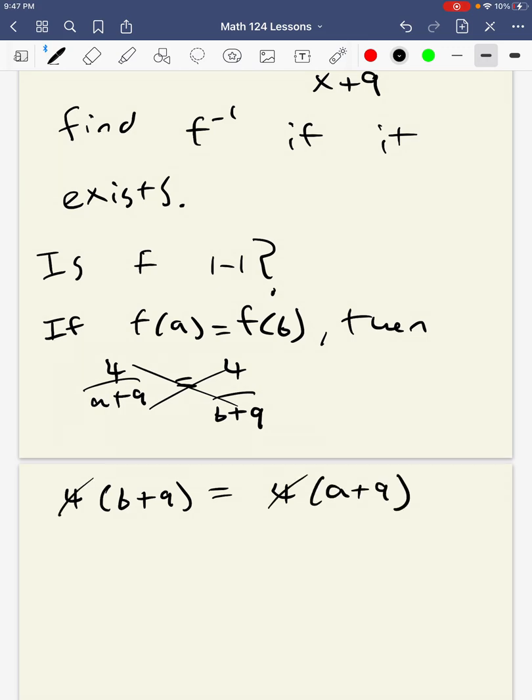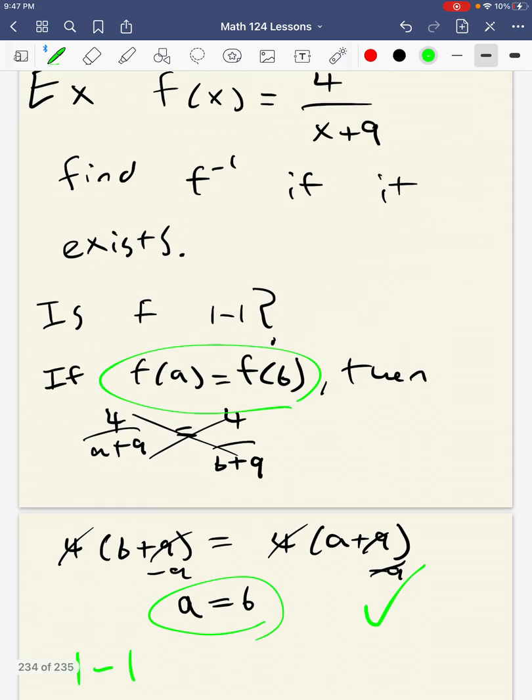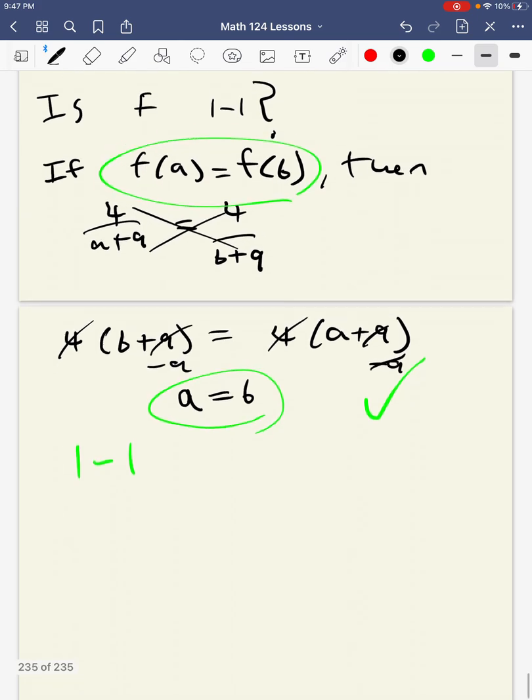And we could divide 4 from both sides, get rid of the 4's, minus 9 from both sides, get rid of the 9s. And we do in fact get that a equals b, so yes, this is 1 to 1. Right? If f of a equals f of b, then a must equal b. So it is 1 to 1, and therefore we can find the inverse.